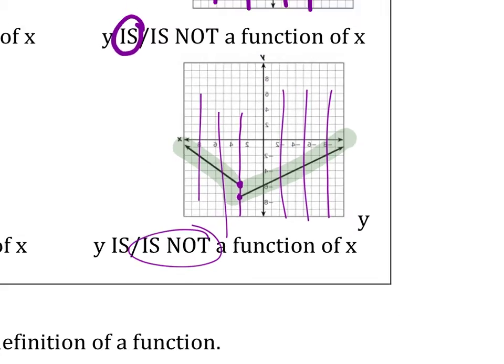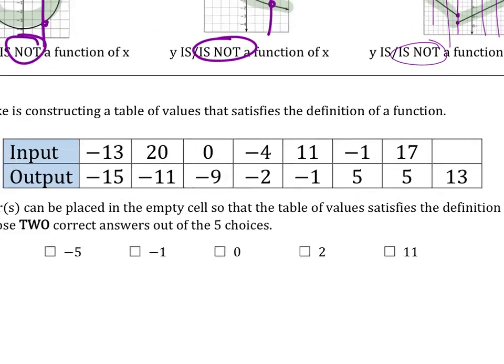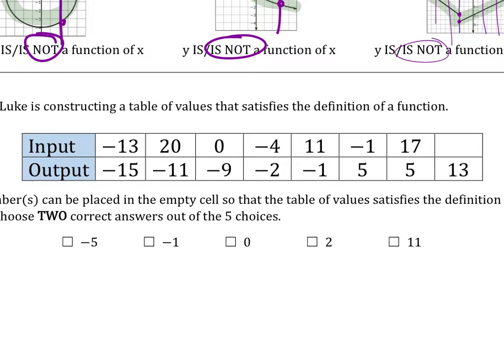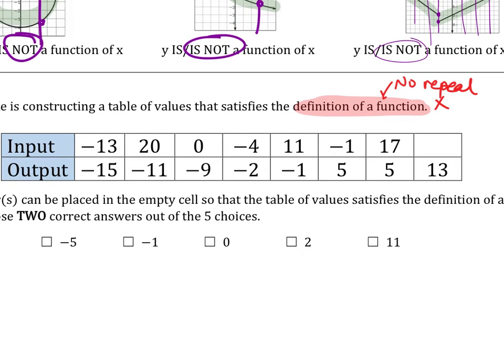So an extension question I might ask you, and this is pretty cool. Luke is constructing a table of values that satisfies the definition of a function. Highlight the word definition of a function. We just learned what that is. What is the definition of a function? No repeating what? No repeat x's. Okay, so we know that that's the definition of a function.